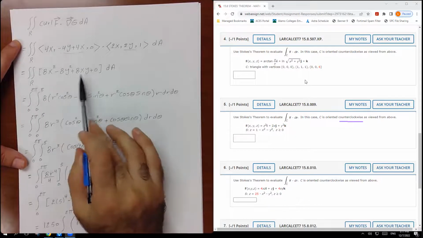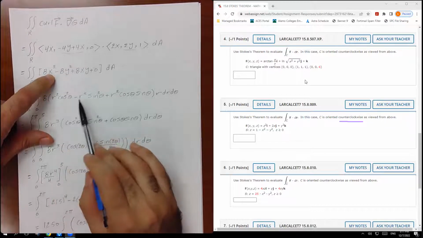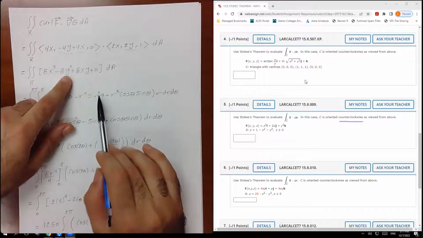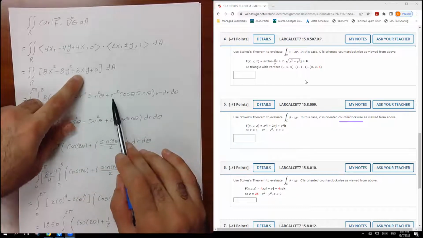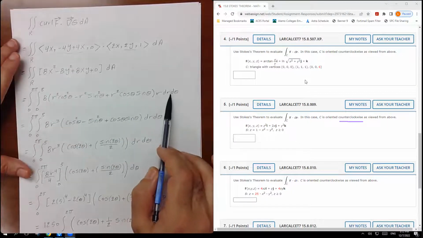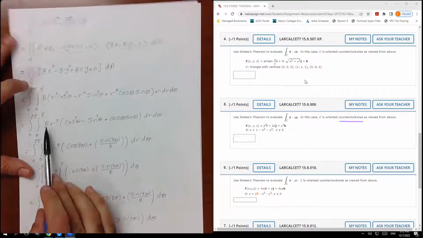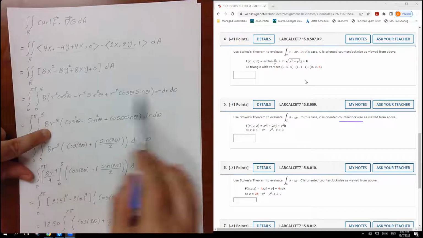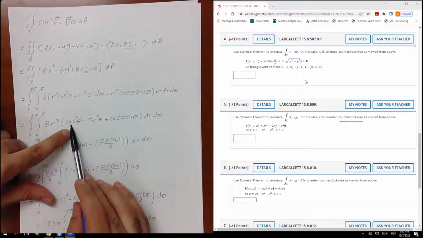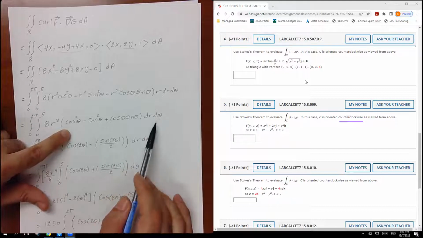I'm going to take the 8 as a common. For the x it's going to be r squared cosine squared theta minus, take the 8 out, r squared sine squared theta plus r squared cosine theta sine theta, r dr d theta. So take the r squared as a common out, and times r is going to be r cubed, and here's what's left here: cosine squared theta minus sine squared theta plus cosine theta sine theta dr d theta.